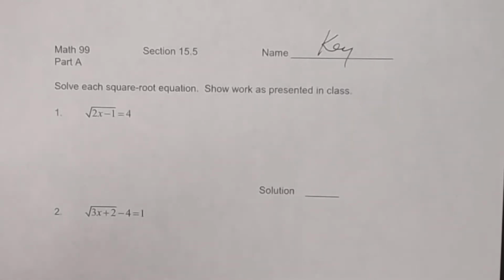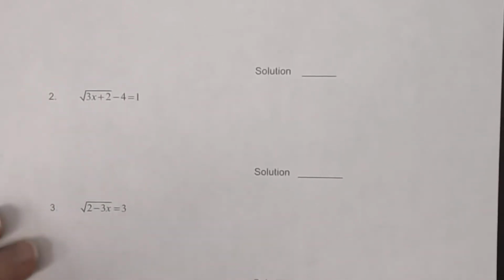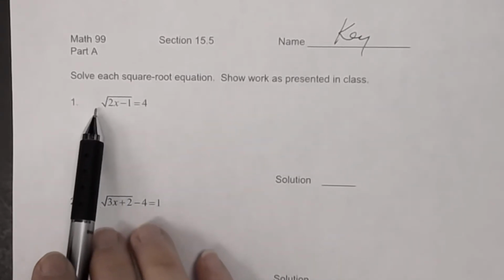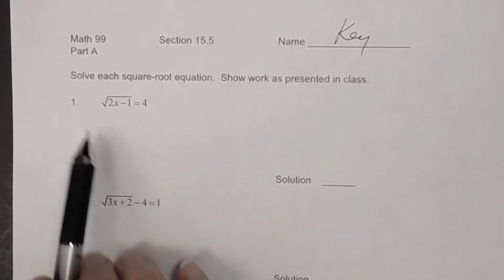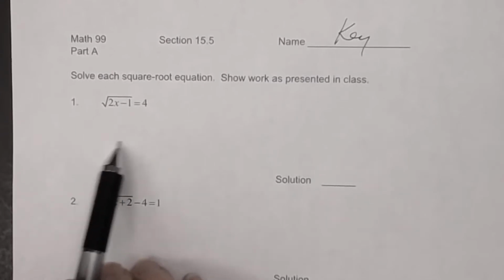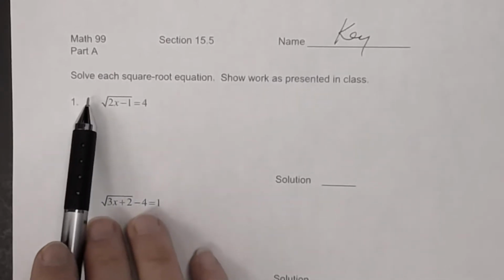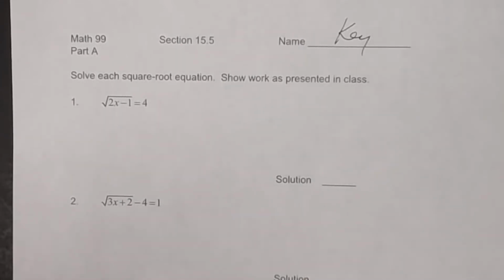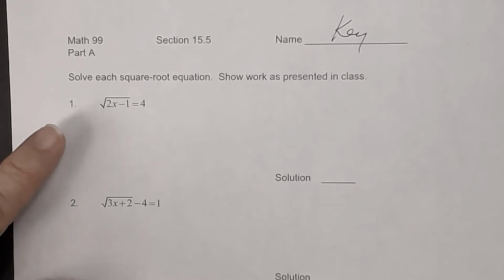Okay, so this is the key to 15.5 Part A, and on this worksheet, you're solving each radical equation, and these radicals are square roots, so notice that these are all square root equations. And this is the easier kind of square root equation. So you'll notice that in each of these cases, when we do the process of solving these radical equations, we're going to end up with linear equations. So notice that we're going to go from a square root equation to a linear equation in each of these cases.